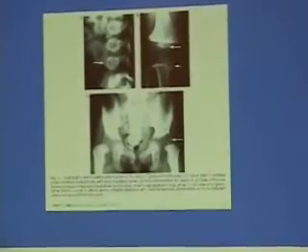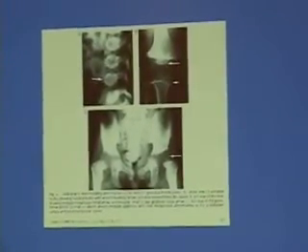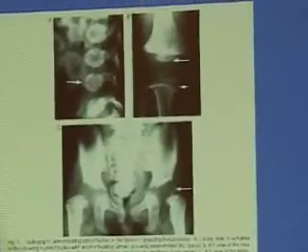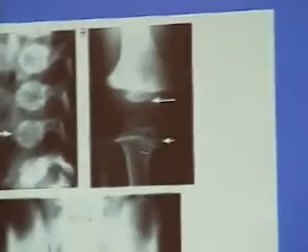And they have some beautiful pictures in there of how radiographic findings can help. So here's a child with pseudoachondroplasia. You can see the anterior beaking here. You can see the metaphyseal abnormalities here, and you can see the epiphyseal abnormalities here.